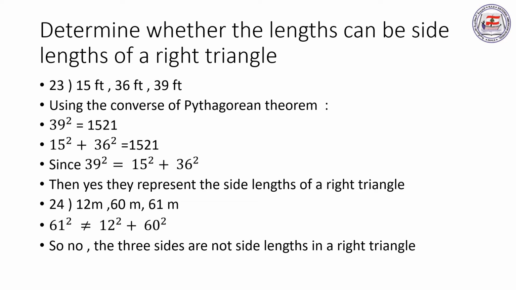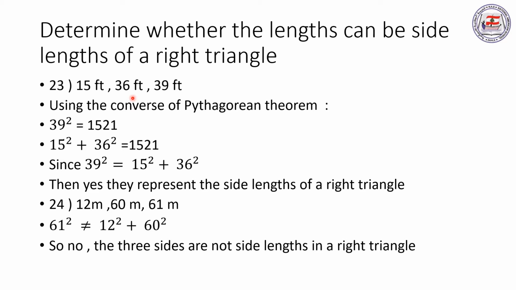In the first exercise, we need to determine whether the lengths can be side lengths of a right triangle. In order to do that, we need to use the converse of the Pythagorean theorem, which states that when c squared is equal to a squared plus b squared, we have a right triangle.